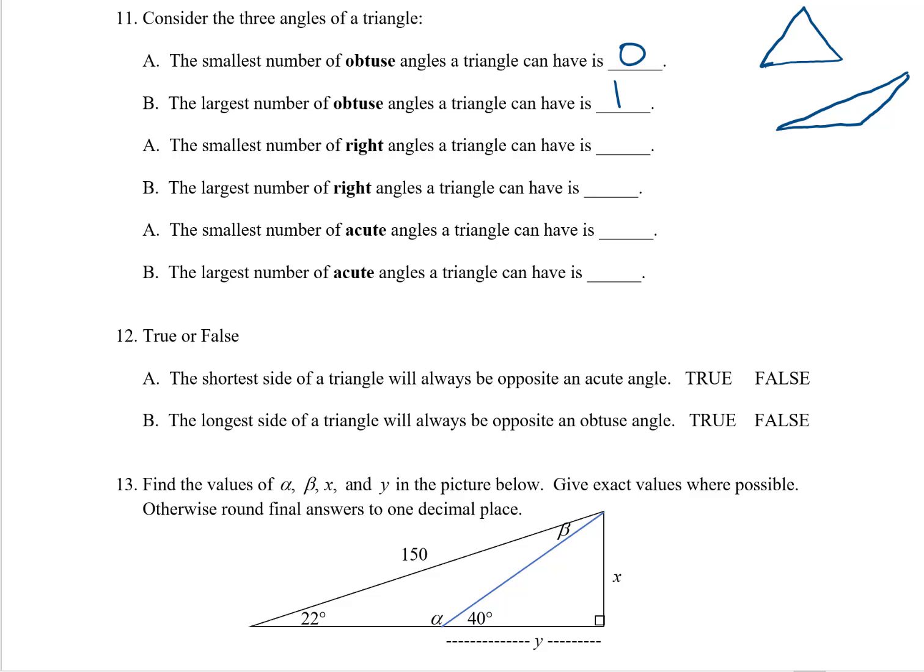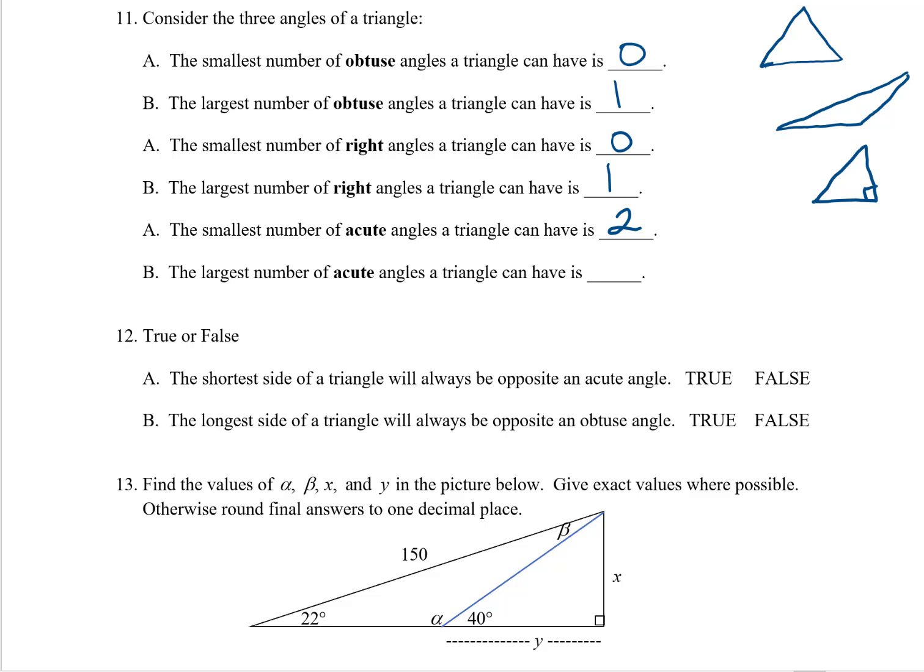It's the same thing with right angles. You don't have to have any right angles, but if you have one, the most you could possibly have is 1, because again, that uses up 90 degrees. The other two would have to add up to 90. Of course, that leaves acute angles, meaning angles between 0 and 90. You'd have to have at least 2 of those.